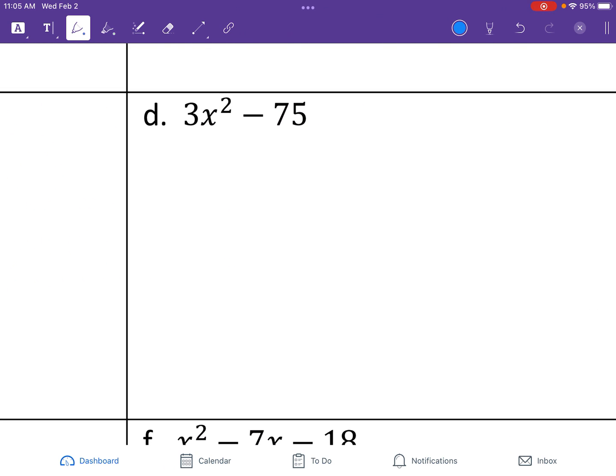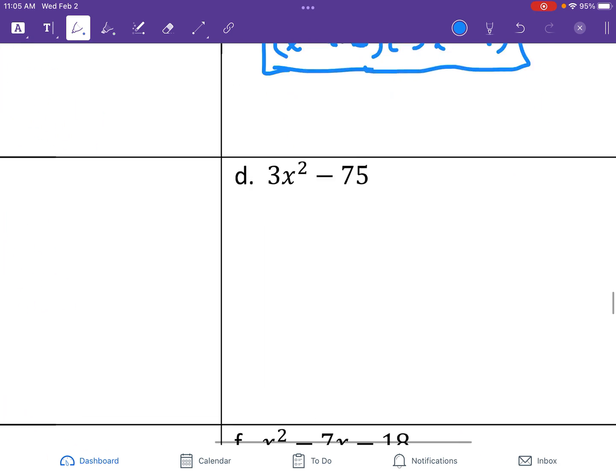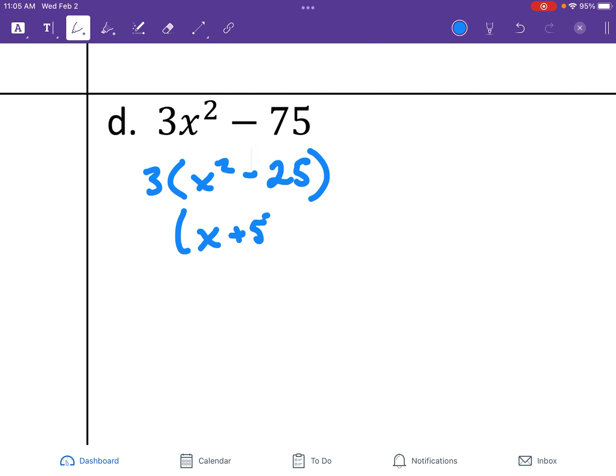Next, again, just like the first one we did in part A, looking for greatest common factors. You can take a 3 out of both of these, and you'll be left with x squared minus 25. Now what's left over in the parentheses is a difference of 2 squares. Both x squared and 25 are perfect squares, and it's a difference because it's minus. So these 2 things can be factored into x plus 5 and x minus 5. Don't forget the 3 on the front end.